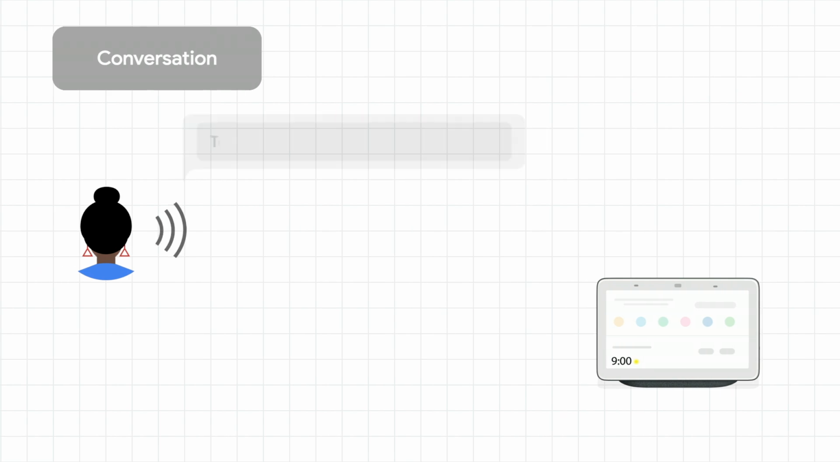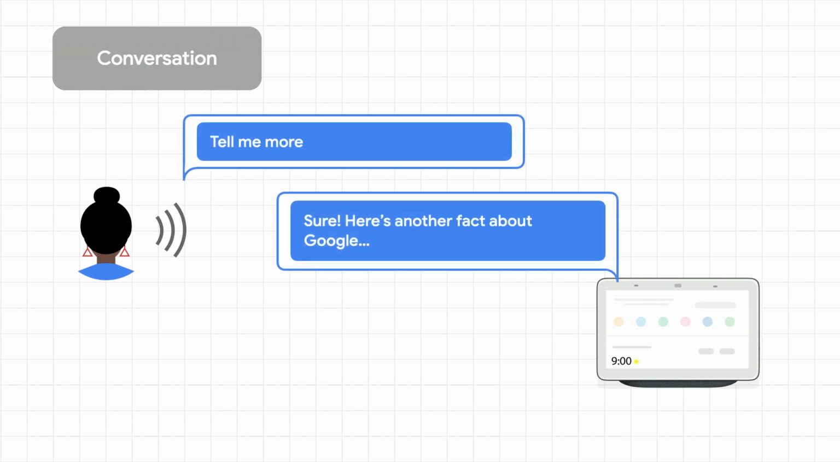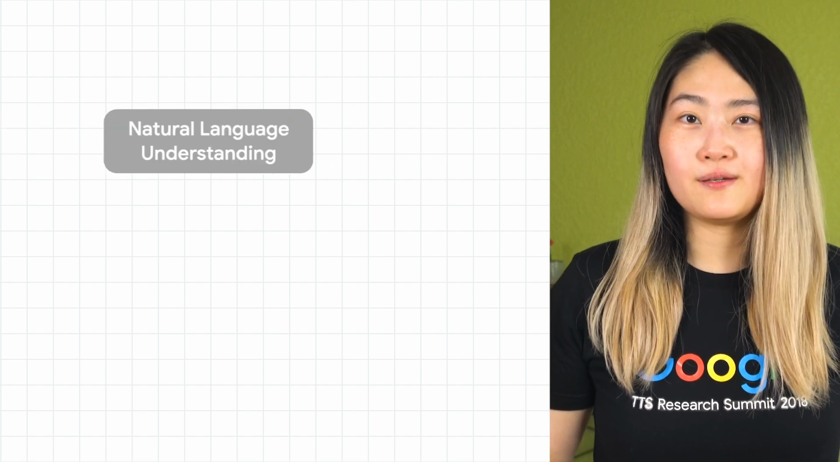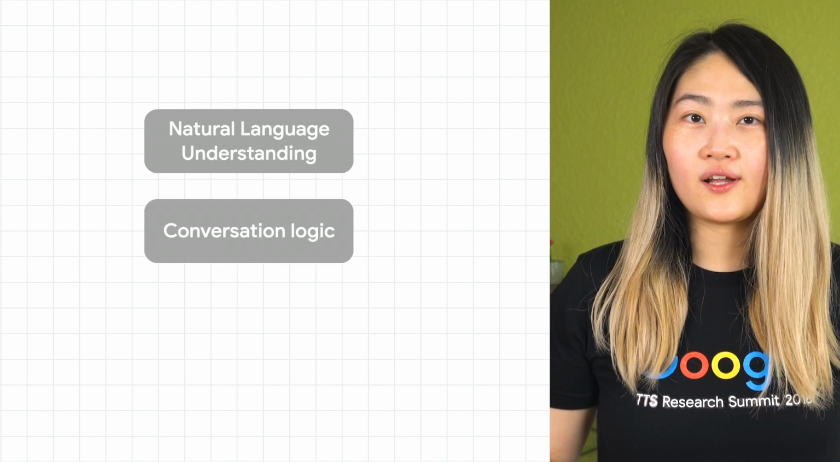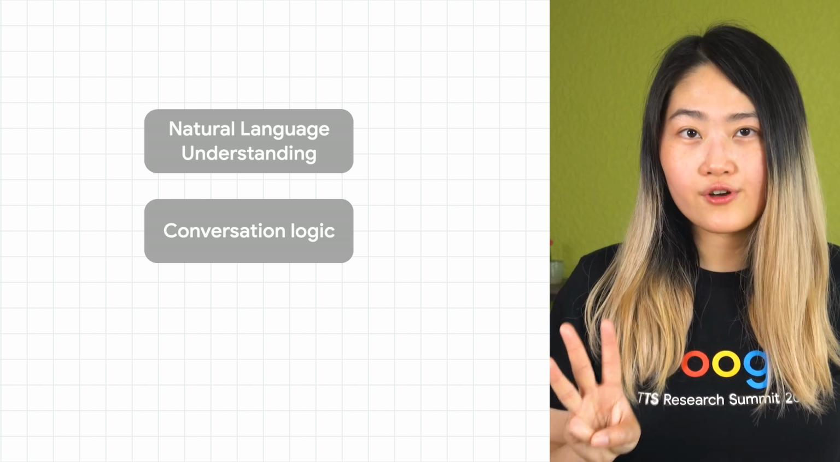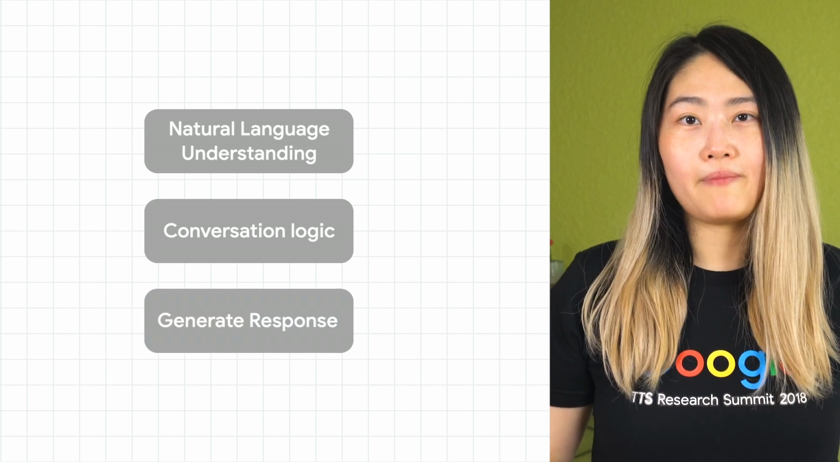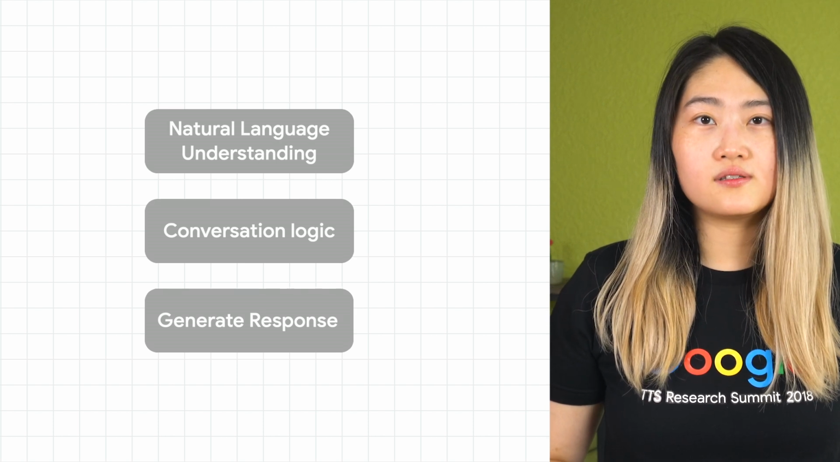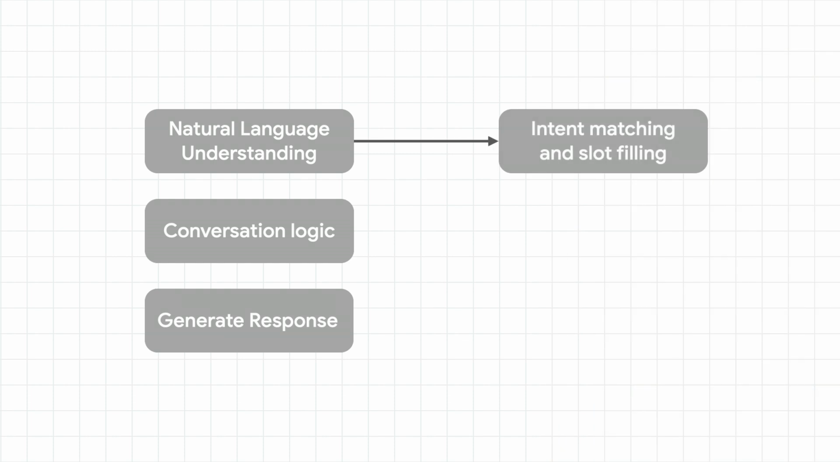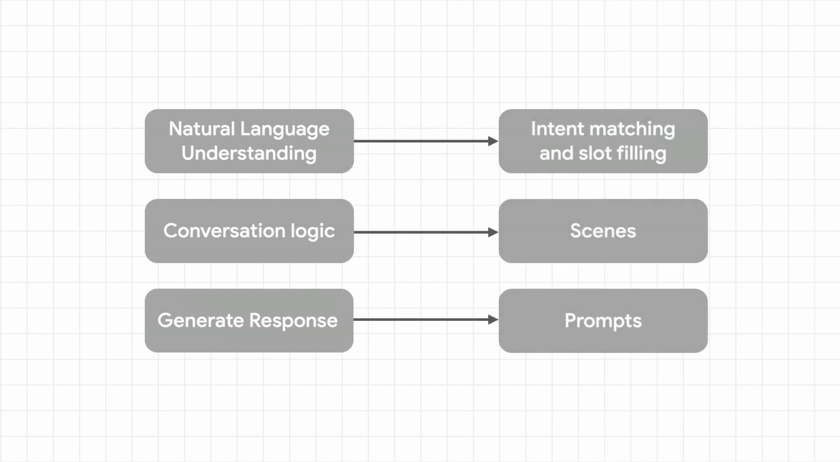Once the action is invoked, the conversation begins between the user and your action. To build this back and forth between the user and your action, you need to do three things. One, process and understand user input with natural language understanding. Two, apply logic to organize the conversation flow. And three, generate the appropriate response back to the user. To build this functionality, you use conversation components such as intents, slots, scenes, and prompts. You can learn more about these components in our other videos.